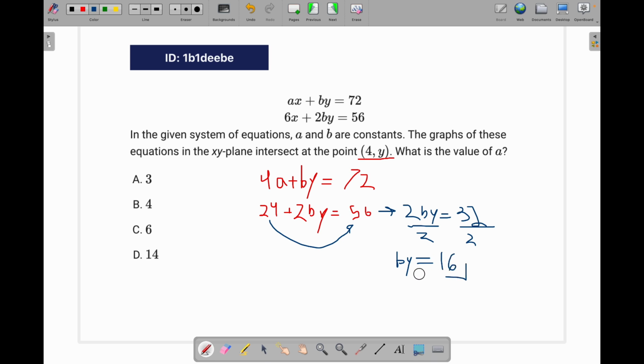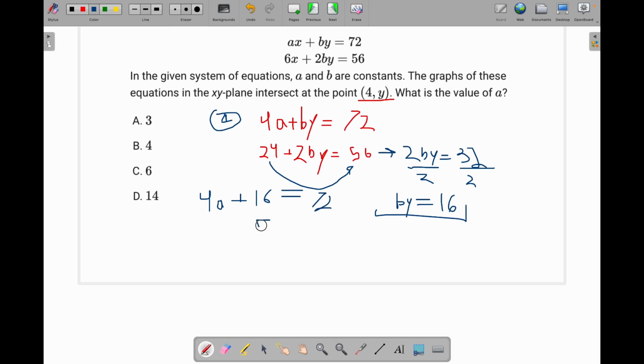Now that we have by, let's plug it back into this first equation over here, which we'll call equation 1. Once we plug it back in, you'll get 4a plus 16 equals 72. What we're then going to do is take 72 and subtract 16 from it, because we're going to move 16 to the other side. And 72 minus 16 is equal to 56. 56 is then going to equal 4a.